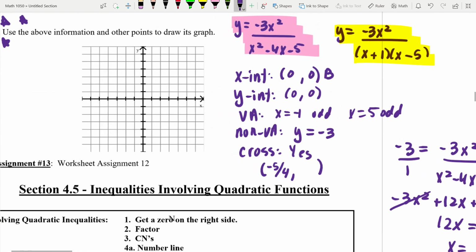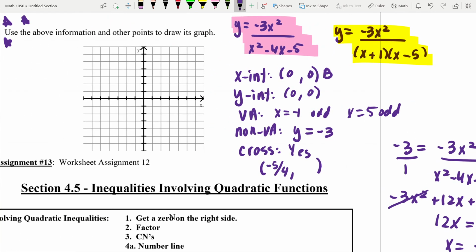Now listen carefully. Negative 5 over 4 is not an intercept. We've not had to do this before. How do I find the y coordinate that goes with it? Plug it in. Yep, grab your calculator.